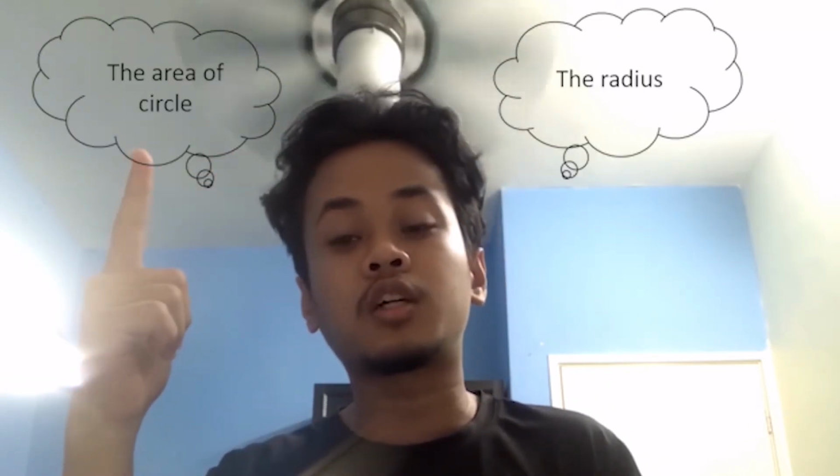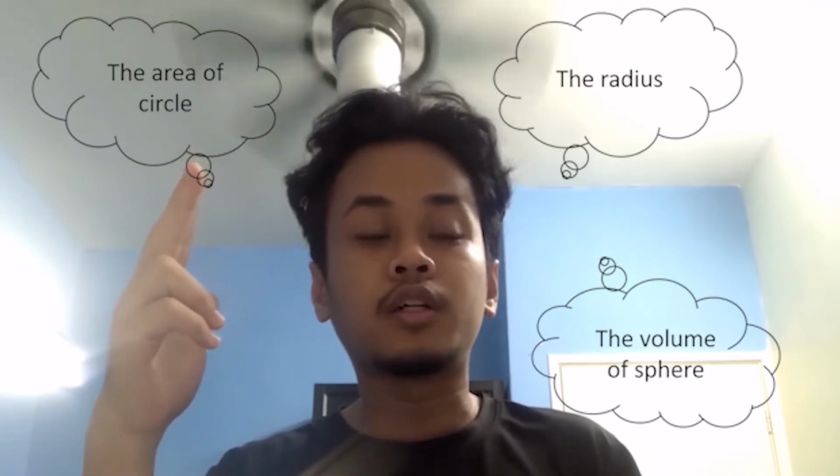So how can we know all about this? The answer is we need to learn about this chapter. In this chapter, we can see about the radius, the area of the circle, the volume of the sphere, and so on. So the first thing we need to learn is the circle, which is the first element or the main element in constructing the sphere shape.